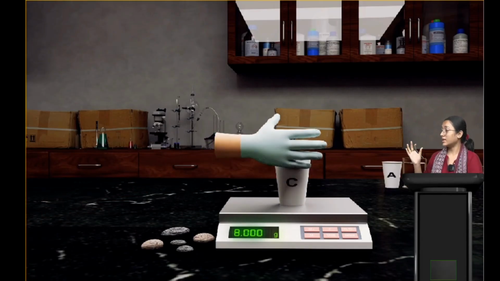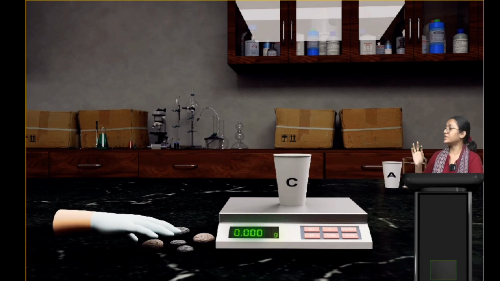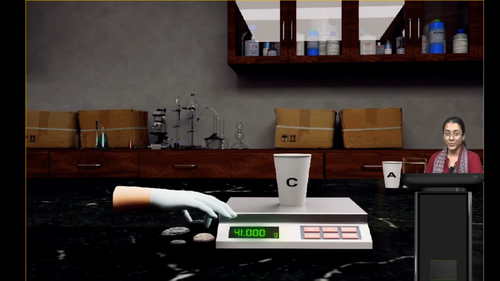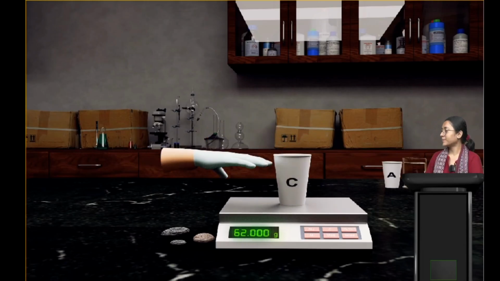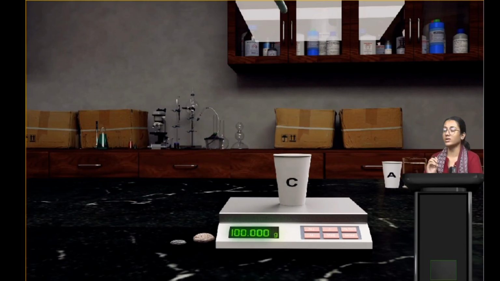And in the third case, the cup which is named as cup C, we are measuring the mass of some tiny stones. After pouring some stones or rocks inside the cup C, what is the mass? The mass is 100 grams, isn't it?